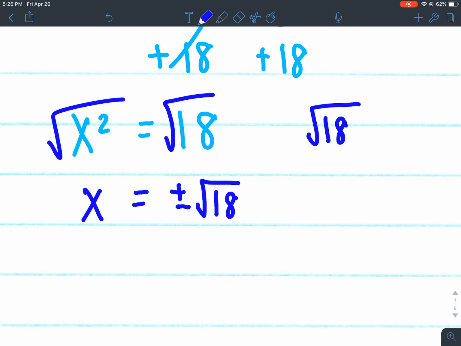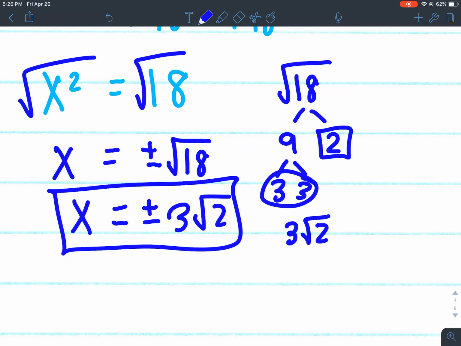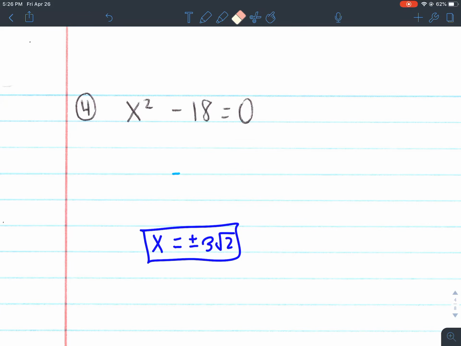Now, if I simplify square root of 18, I get 9 and 2, 3 and 3. So I have one pair and a child. So I have 3 square root of 2. So really, my answer is plus or minus 3 square root of 2. That's my answer. That was pretty quick. The quadratic formula won't be that quick, but we will get the same answer. I promise you that. All right, so let me show you in a second.